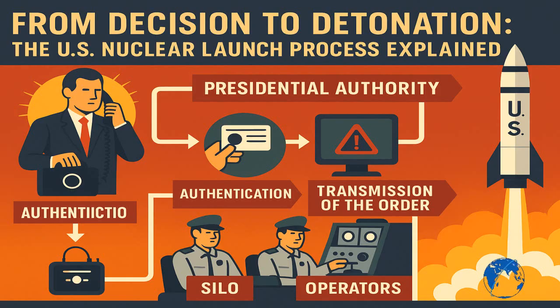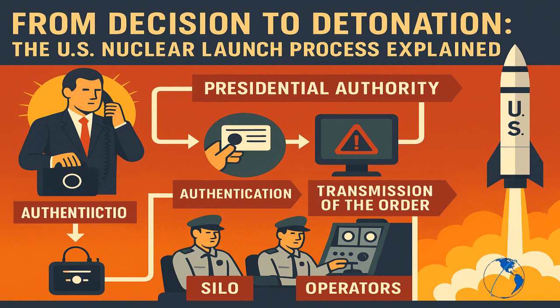Bomber crews may be airborne or scramble after receiving a launch alert. They carry nuclear gravity bombs or air-launched cruise missiles. Orders are authenticated in flight using similar EAM procedures. Bombers can be recalled until final release commands are given, providing an important degree of flexibility and human judgment.